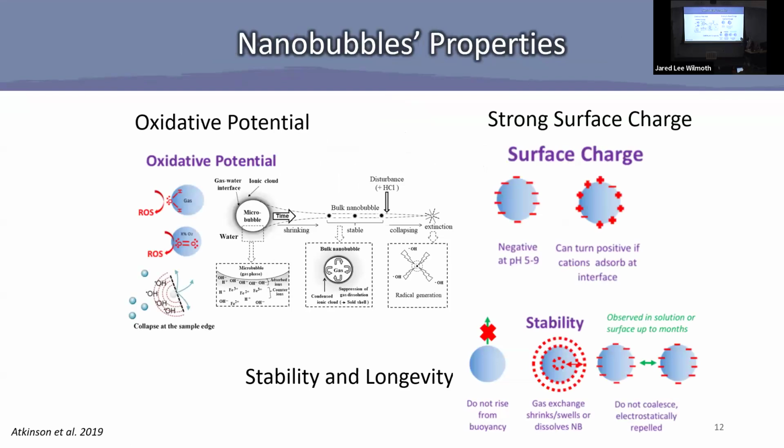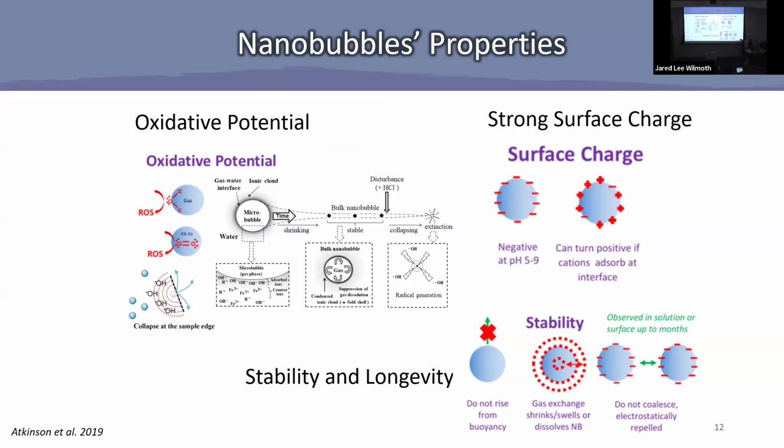There are other nanobubble properties that are very useful for applications in aquaponics. Specifically, they can produce reactive oxygen species, or ROS. These can oxidize pollutants and pathogens in water, implying that nanobubble-derived reactive oxygen species can inactivate harmful pathogens that might be spreading in your systems.